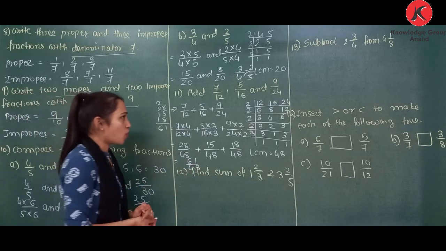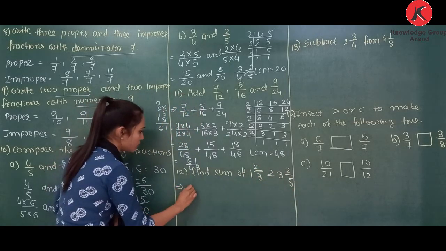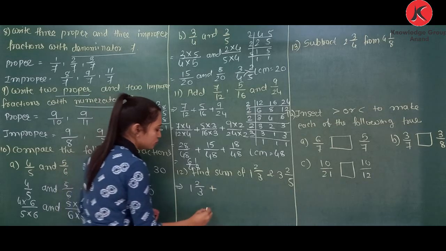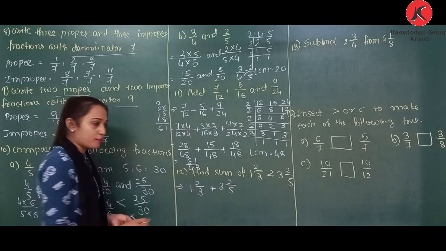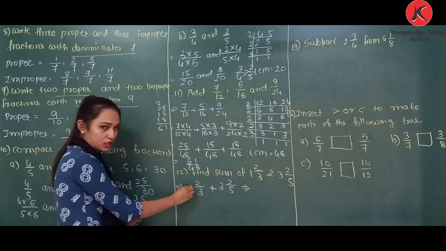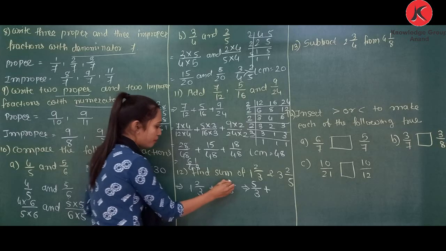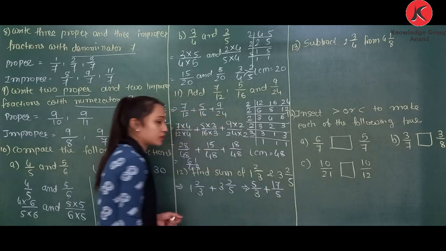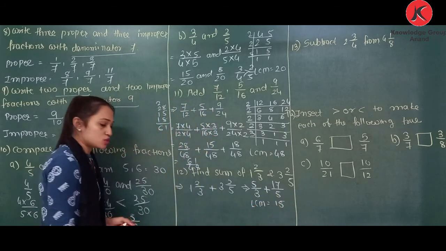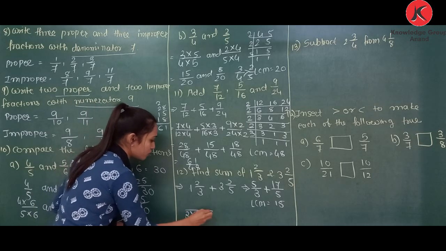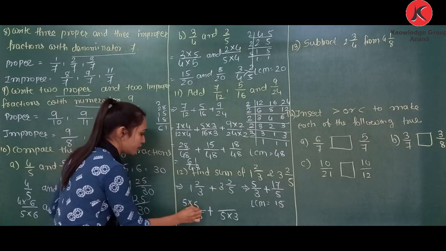Now next, find the sum of 1 2 by 3 and 3 2 by 5. So here we need to add the mixed fractions 1 2 by 3 and 3 2 by 5. Now convert these mixed fractions into improper fractions. 3 ones are 3 plus 2, 5 by 3, plus 3 5s are 15 plus 2, 17 by 5. Now take the LCM of 3 and 5, 15. So here 3 needs to be multiplied with 5 and 5 needs to be multiplied with 3 to get 15 as a denominator. The same number we should multiply in the numerator.